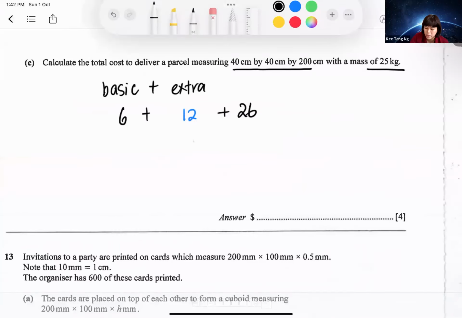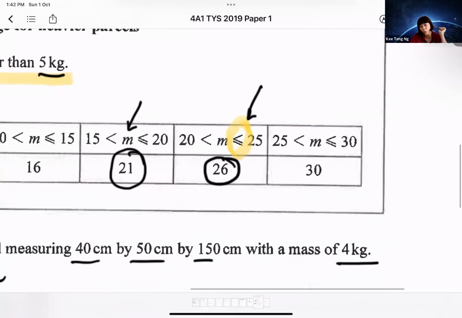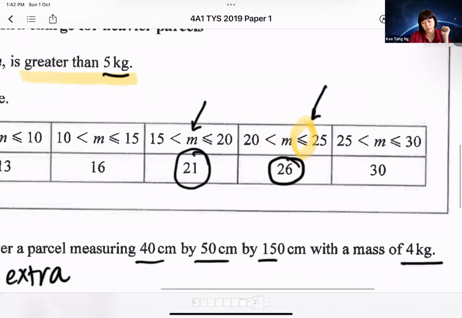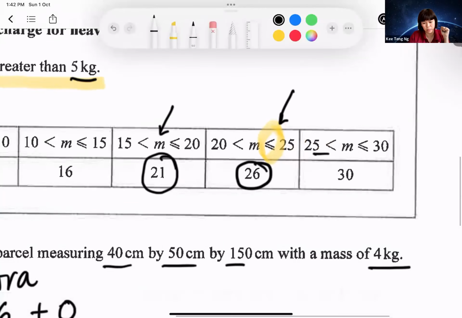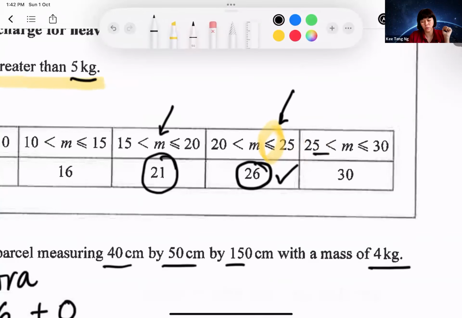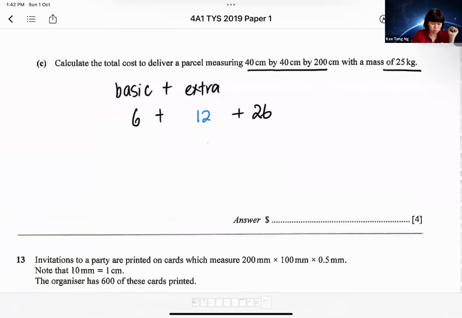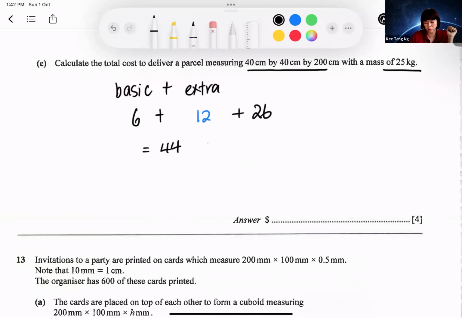All right, I repeat again now. This one, look at the symbol here, less than equal to, so it can be equal to 25. But whereas this one is greater, the one on the other side, this one is greater than 25 already. So I need to use this interval over here. Okay, 26. That gives me the number $44. Have you gotten the answer?